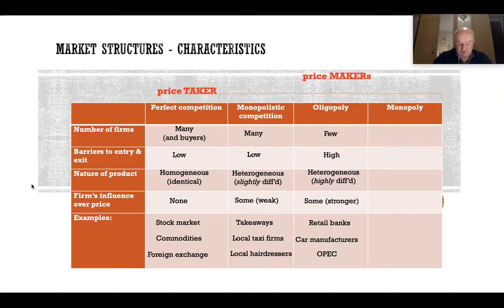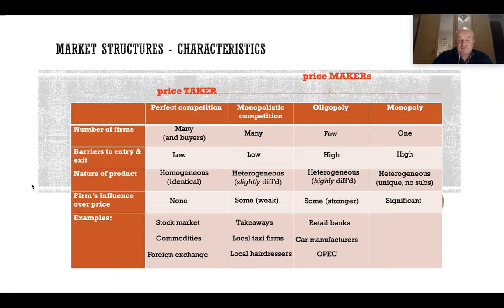Okay, let's take a look at monopoly as the next example then. In this case, we've got one firm who's supplying the whole market. There are very high barriers to entry and exit as a result of that. And again, because they tend to be quite big organizations, they might have invested quite heavily in providing service to that particular market. The nature of the product is heterogeneous and it's unique because there's no substitutes. There's nobody else in that market. In a pure monopoly, there are no other alternatives.